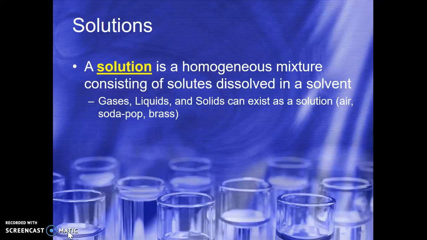So air is a solution of gases, so a homogeneous mixture of gases. The Coke that you might drink is a homogeneous mixture of gases and liquid. So the carbon dioxide is the gas. And then several alloys like brass is an example of a homogeneous mixture of solids. So it consists of a solute dissolved in a solvent.